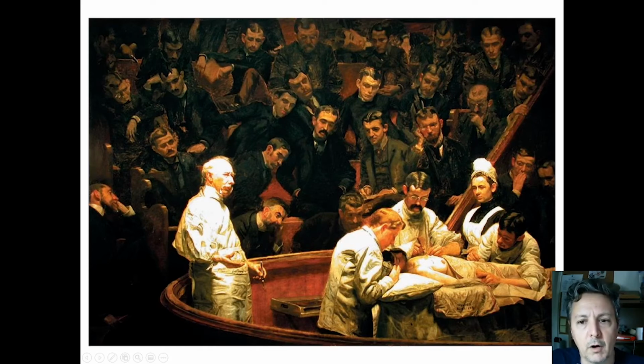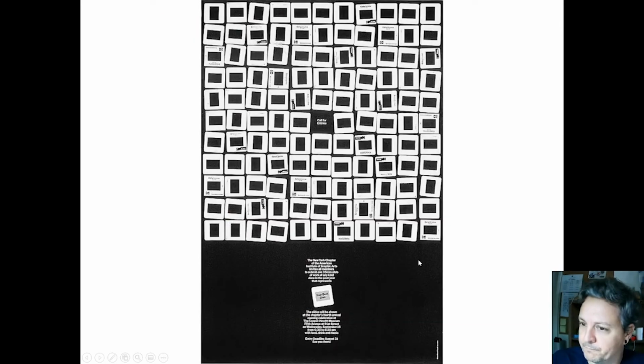So what do we have? 1, 2, and 3. We have isolation, number 1, contrast, number 2, and the cadaver, what this piece is actually about, number 3. Amazing piece, right? Amazing.